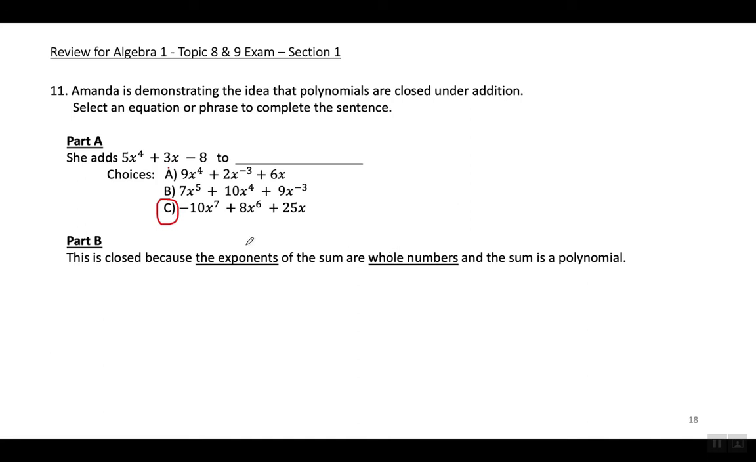Those are basically the answers. This is closed because the exponents of the sum are whole numbers, and the sum is a polynomial. I'm not a big fan of this question, but it's on your test.